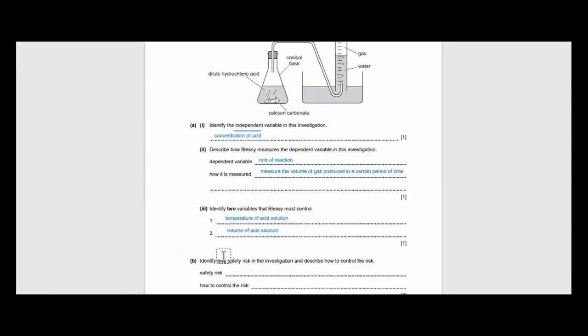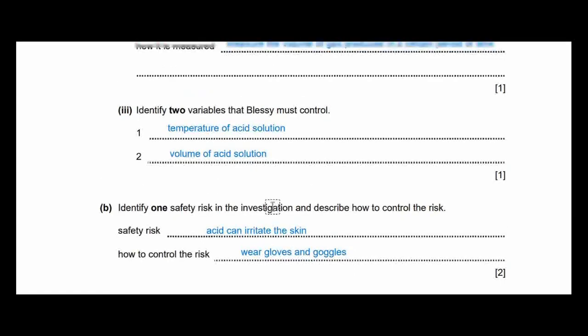Well, the next question is: identify one safety risk in the investigation and describe how to control the risk. Safety risk and how to control the risk. 10 seconds from now. 10, 9, 8, 7, 6, 4, 3, 2, 1. Alright, let's open up the answer. This is one possible correct answer. The safety risk is that acid can irritate the skin, so how to control the risk is to wear gloves and goggles.